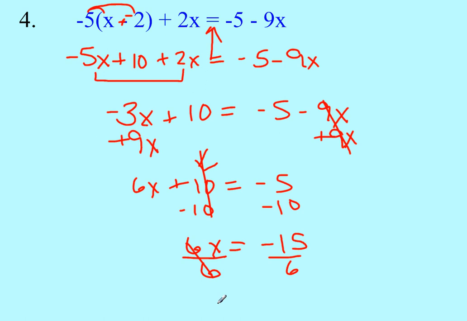Divide by 6. And then reduce this again. So I'm not going to think how many times is 6 going into 15. I'm just going to reduce. They're both divisible by 3. So 15 divided by 3 is 5. 6 divided by 3 is 2. And I have a negative sign. I'm going to keep that on top. My answer is -5/2.